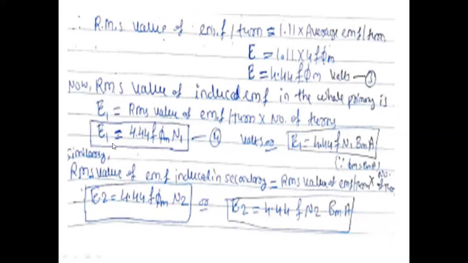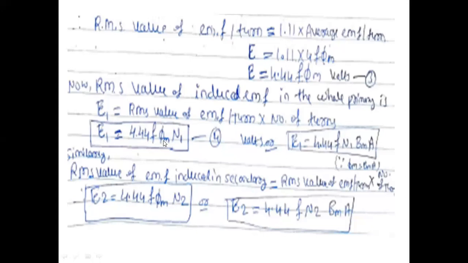So E1 equals 4.44 fφm N1, and the primary has N1 turns. The number of turns in the primary is N1, and in the secondary it is N2. So this is the EMF induced in the primary.